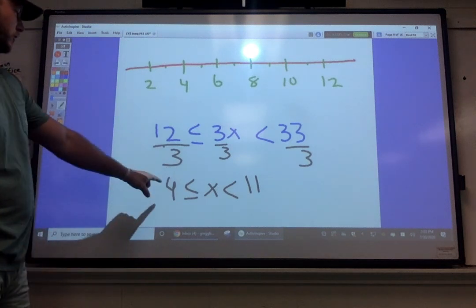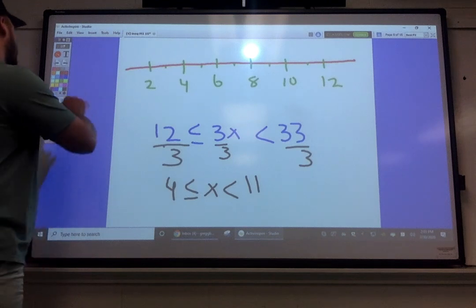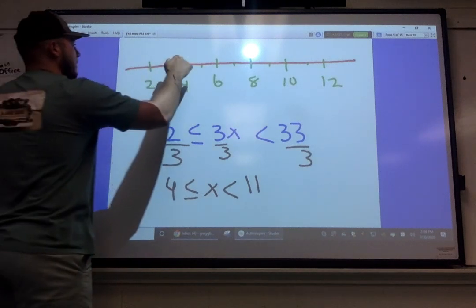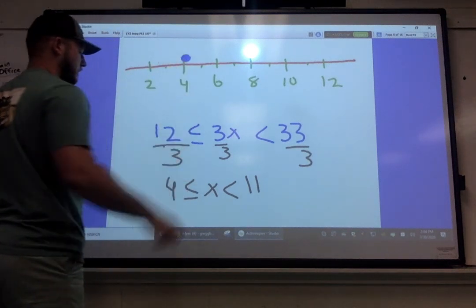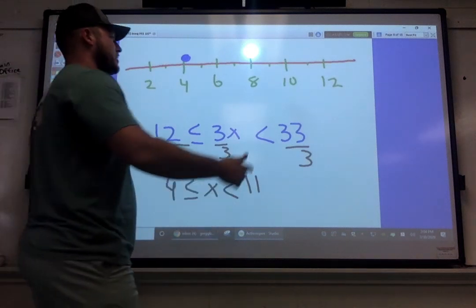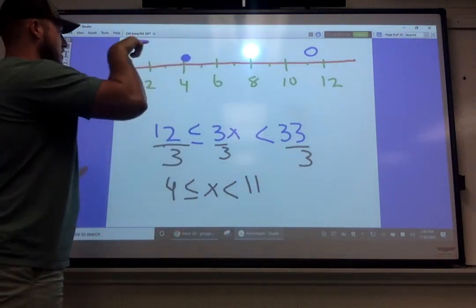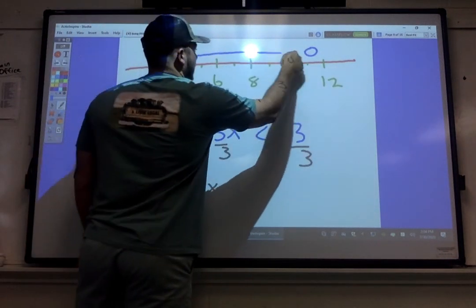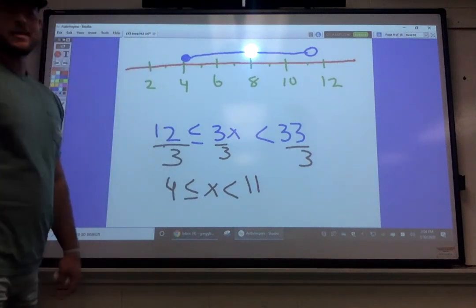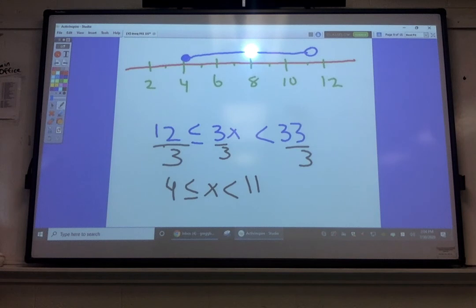So, our first circle here at 4, open or closed circle, that's going to be closed because we're including the 4. At 11, we're going to have an open circle. It's going to be less than 11. Right? So when x is less than 11, greater than 4, our circles will connect again. We got one closed circle, one open circle.